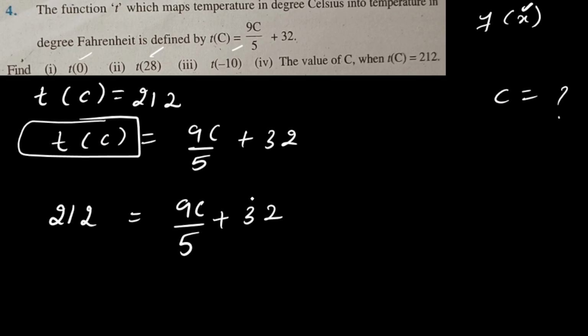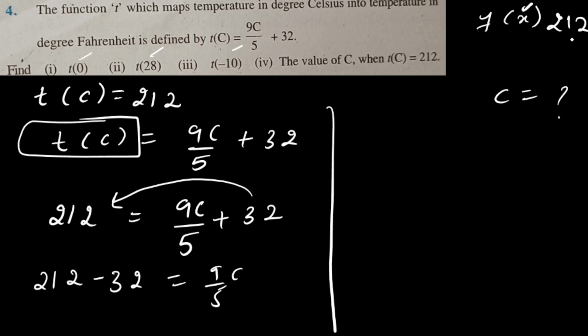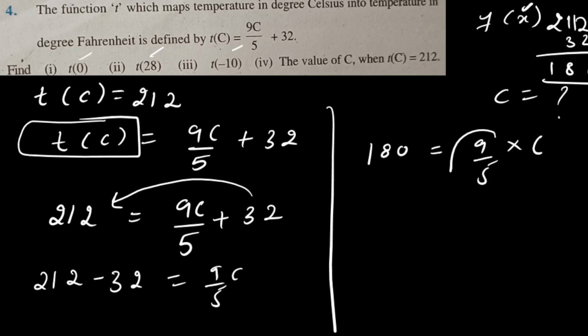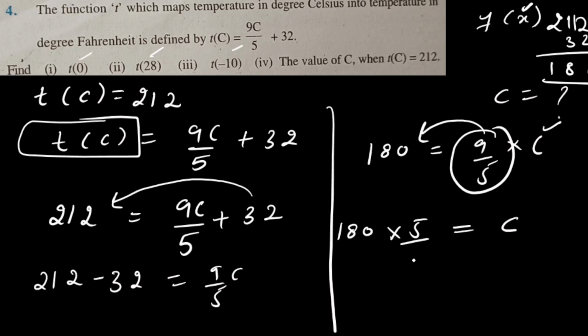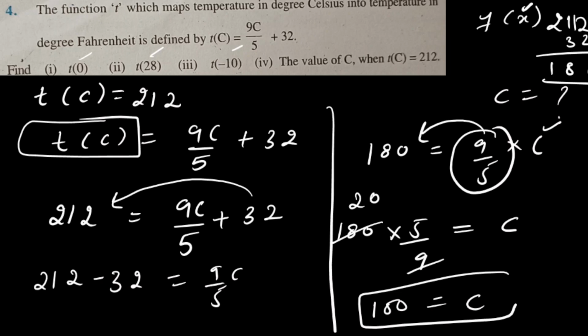Like a normal linear equation we can solve. First of all, this 32 will shift to the other side. When I shift 32 to the other side, it will get subtracted, as here it is getting added. 9 by 5 C. So 212 minus 32 I am doing. So this is 180. 180 is equal to 9 by 5 into C. Now this fraction will shift to the other side because we have to find C's value. Let C be on this side only. When we shift a fraction to the other side, it is written in reciprocal form, so 5 gets multiplied and 9 gets divided. So 9 into 20 is 180, 20 into 5 is 100. So we got the value of C as 100. So this was a normal linear equation. So we have done the fourth question also.